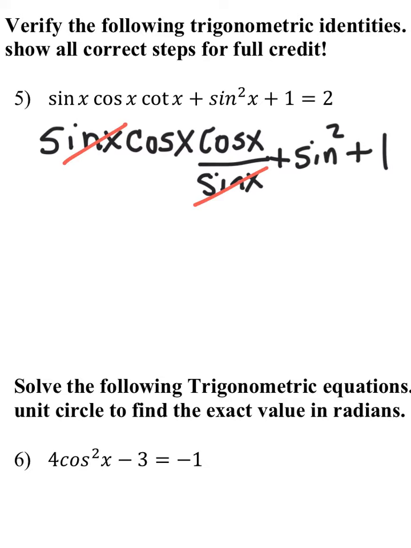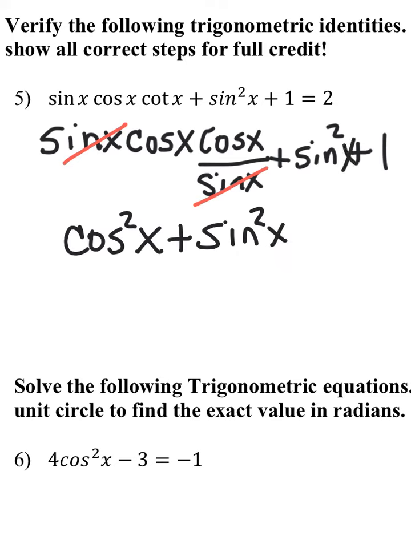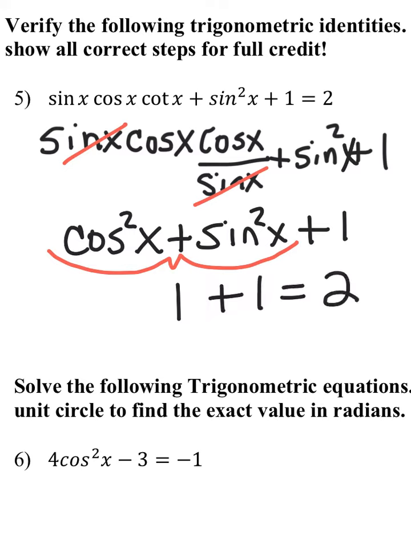We have cosine times cosine, which is cosine squared x, plus sine squared x. Oops, I forgot my x over here. Got to have an x with that sine. Sine squared x plus 1. If you remember from your identities, this right here is a Pythagorean identity. Cosine squared x plus sine squared x is 1, and 1 plus 1 is 2. And that's it. We've proved that the left side of the equation is equal to the right side.